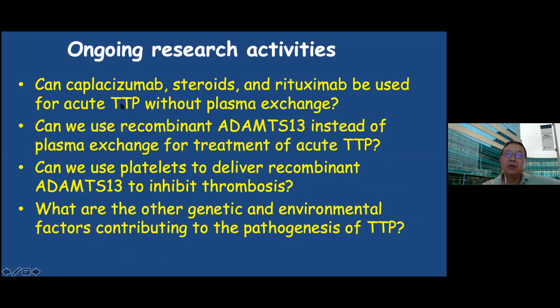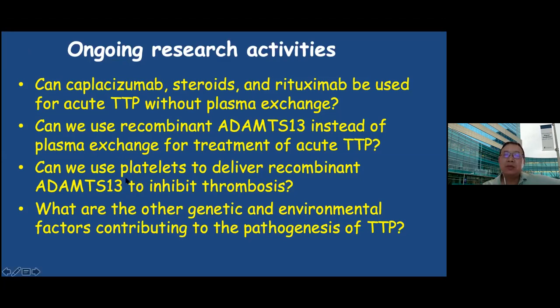For example, recently there's a paper published showing that if you just use caplacizumab, corticosteroid, and rituximab, you can actually cure that TTP patient without plasma exchange. And this is particularly true for the patient who doesn't accept blood products, okay? So that's number one, and this could be further investigated. And the other thing is, can we use recombinant ADAMTS13, meaning the ADAMTS13 we produce in the laboratory, to treat patients instead of giving plasma exchange, which has a goal to replenish the ADAMTS13 and remove antibody? If I can have the purified protein directly injected to you, that probably will also take care of the missing ADAMTS13 issue, okay?